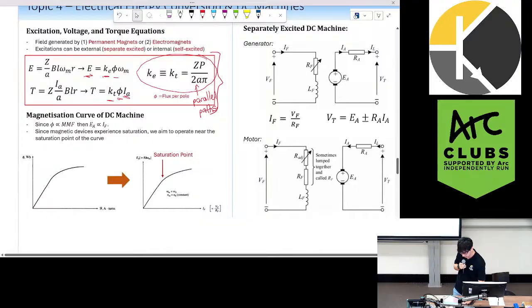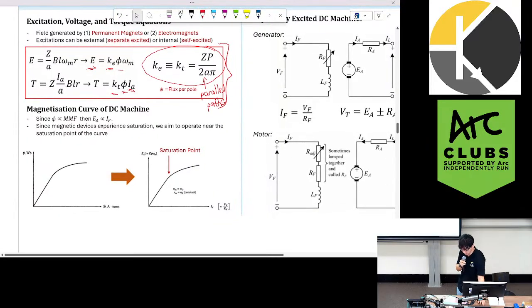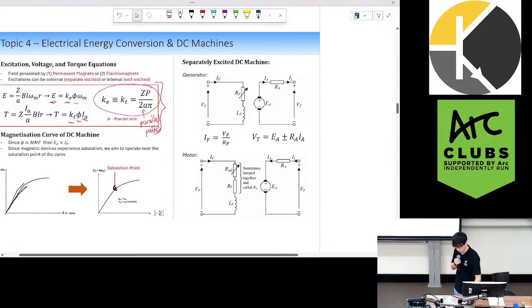Moving on to the magnetization curve of DC machines. We have primarily linear behavior between your flux and your MMF. But because we're dealing with cores, we're going to have some point of saturation, as we've seen in transformers. And then moving on to our equivalent circuits.